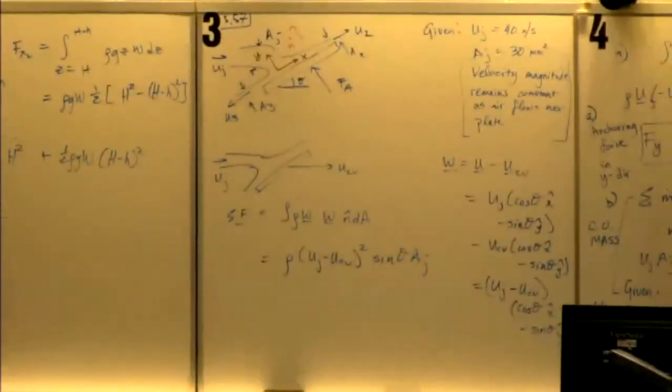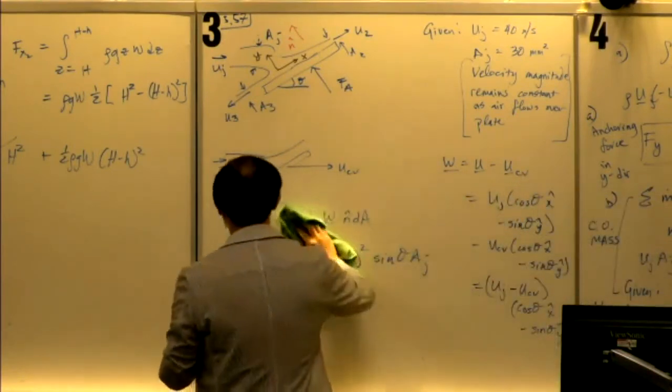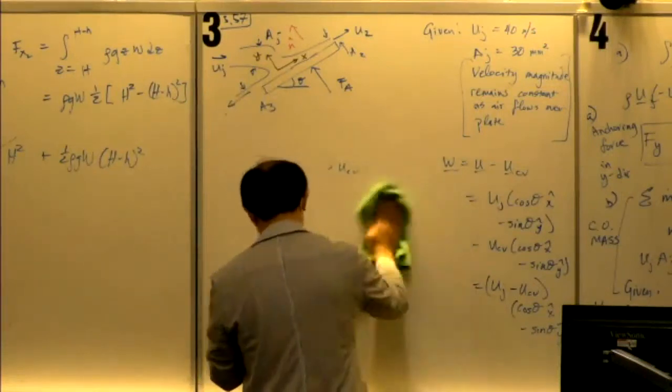All right, so 5.63 gets to some radial polar coordinates here.